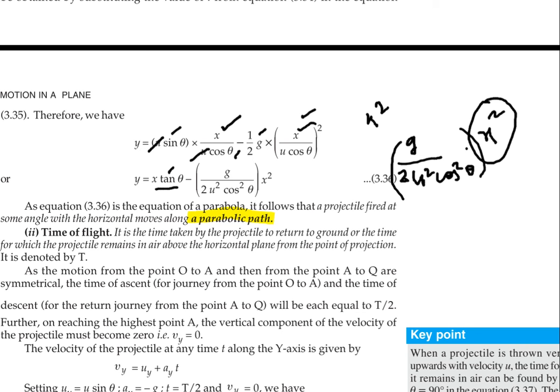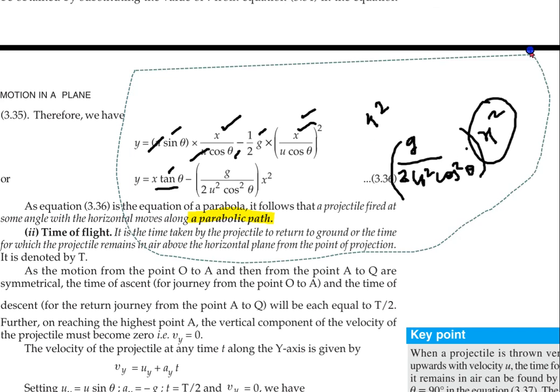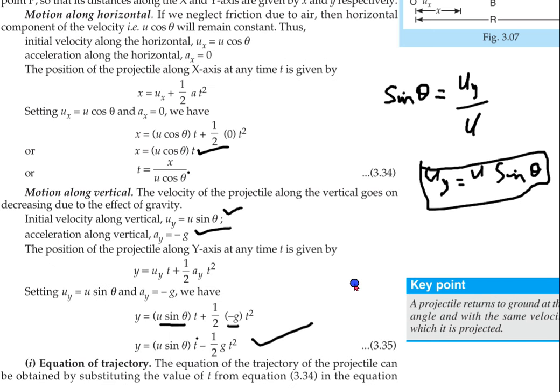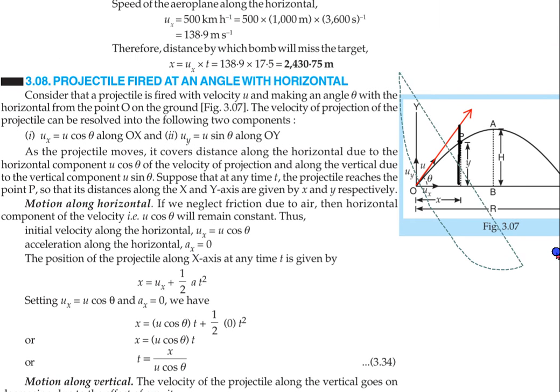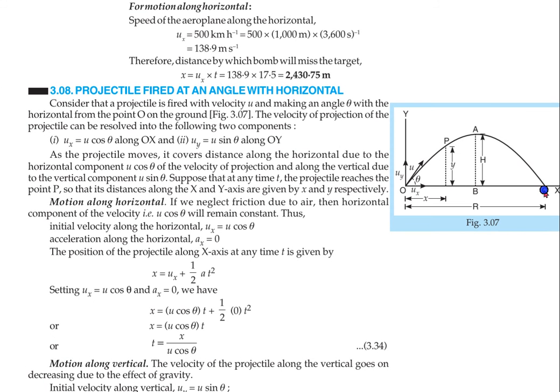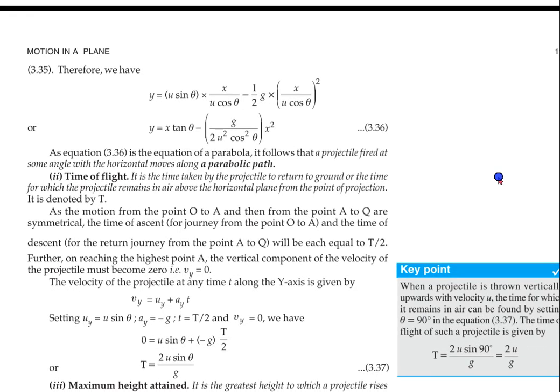So now the main part, the most important part, is time of flight. That means how many seconds a particle takes from this point to fly and reach point Q. Here I have Q, Q is the ground. So I'll find the time of flight here. How will you find it? Time of flight.